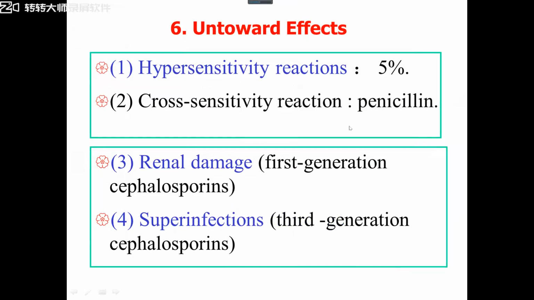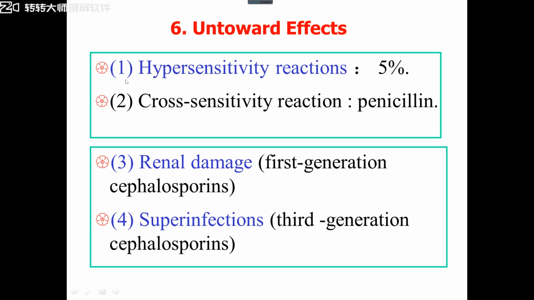The adverse reactions. Cephalosporins are the same kind as penicillins, so they share the same adverse reaction: allergic reactions. Hypersensitivity reactions. When patients use cephalosporins, especially intravenously, nearly 5% of patients will have an allergic reaction.